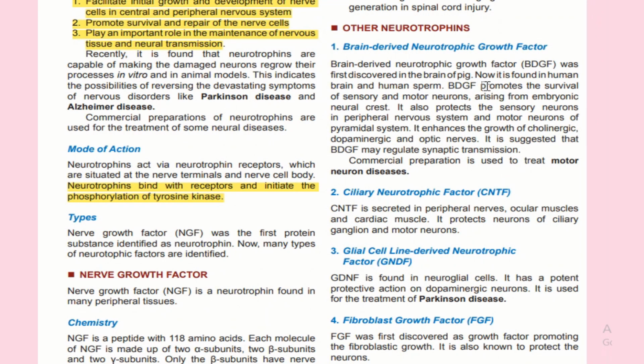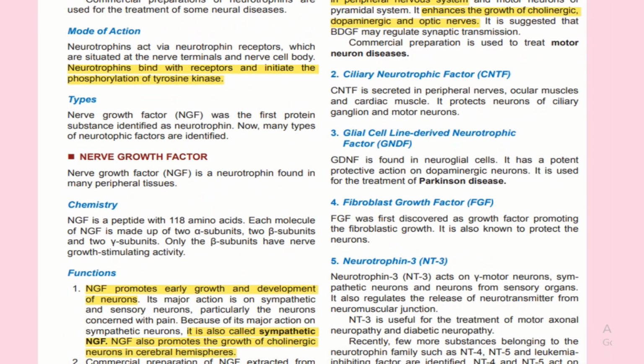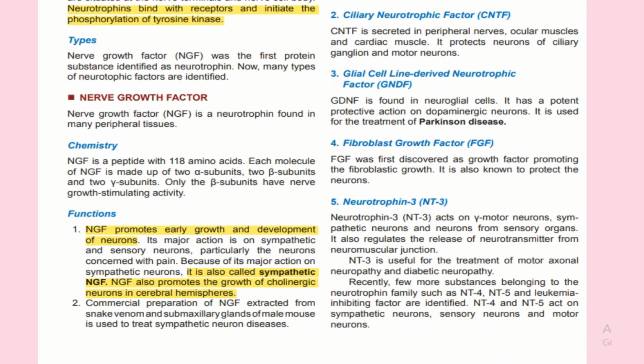So, they promote the survival of sensory and motor neurons. They enhance the growth of cholinergic and dopaminergic neurons and the optic nerve, protect the sensory nerves in the PNS, and are also used in commercial preparation for motor neuron disease.